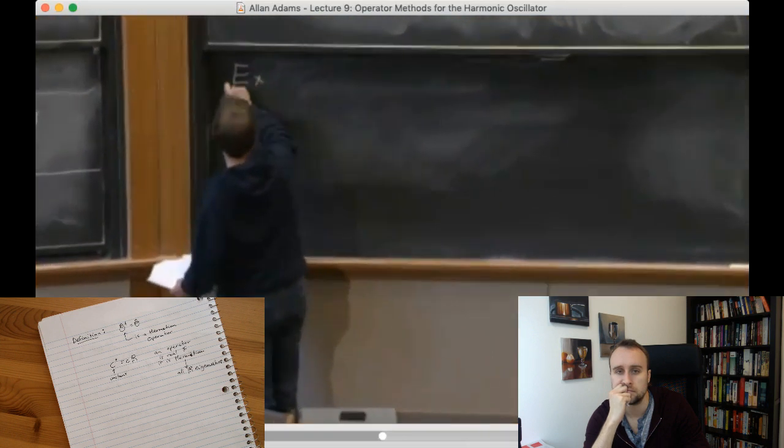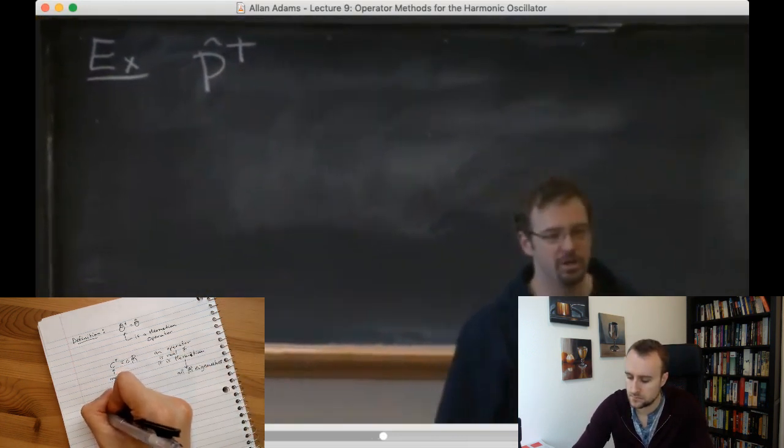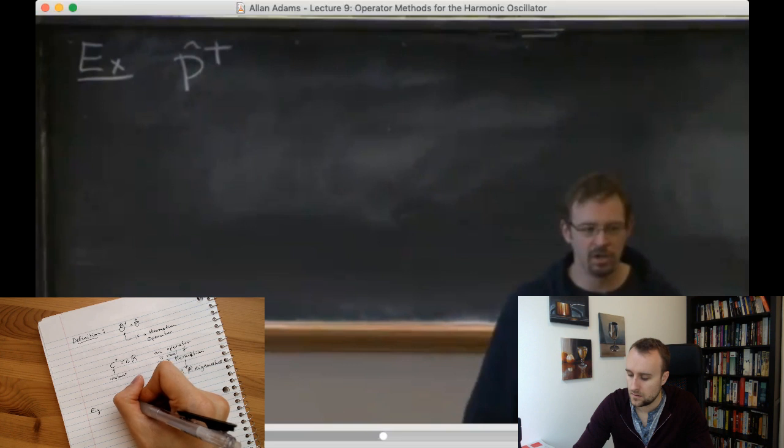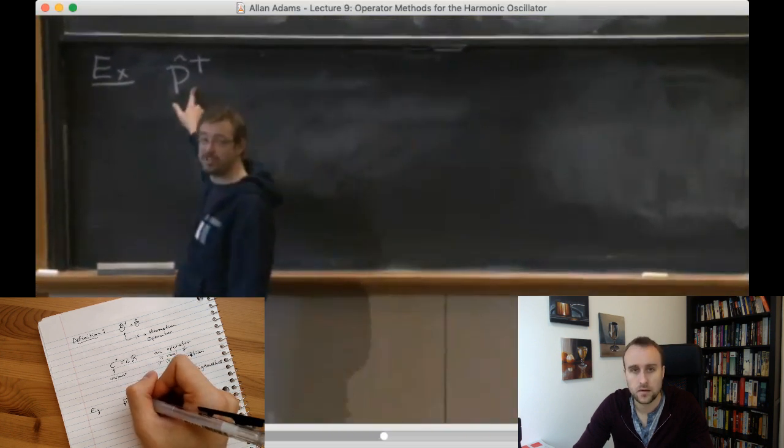Last example, and I'm not actually going to go through this in detail. But what about P? What about the momentum operator? First off, do you think the momentum is real? Momentum. It sure would be nice, right? Because its eigenvalues are the observable values of momentum.